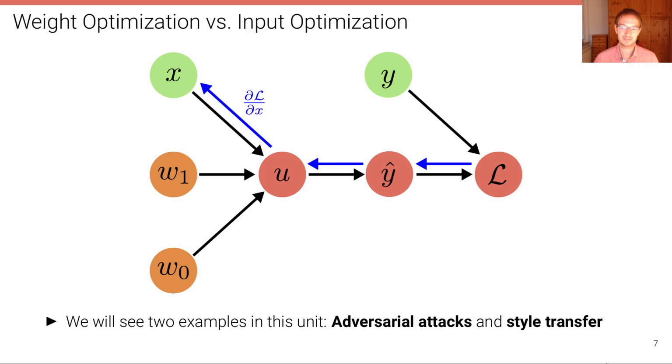And in the second example, to create an image that is an artistic rendering of a particular input image that we provide. So in both cases, we want to generate an image. We want to basically invert the process by backpropagating gradients to the image to generate an image through this backpropagation process. This is the idea of input optimization compared to the traditional weight optimization that we have been dealing with so far.